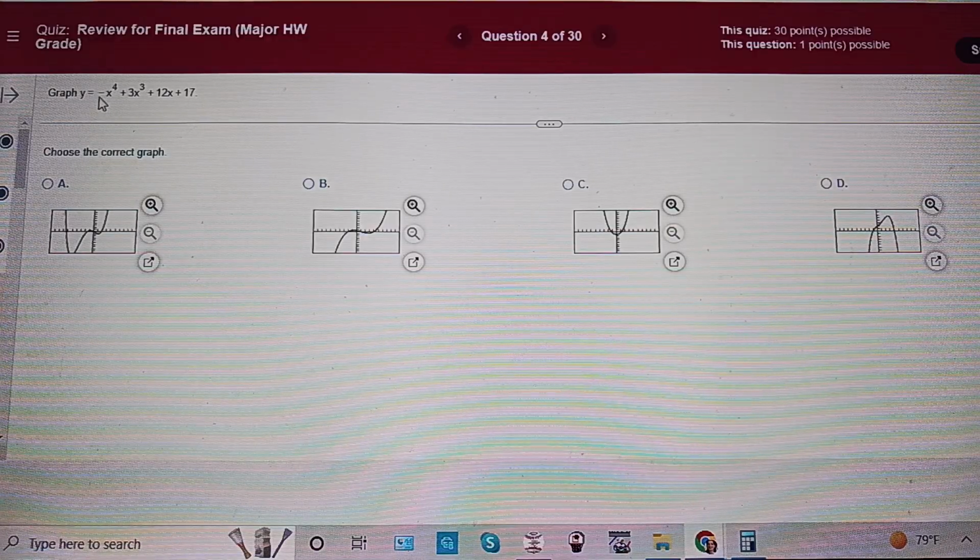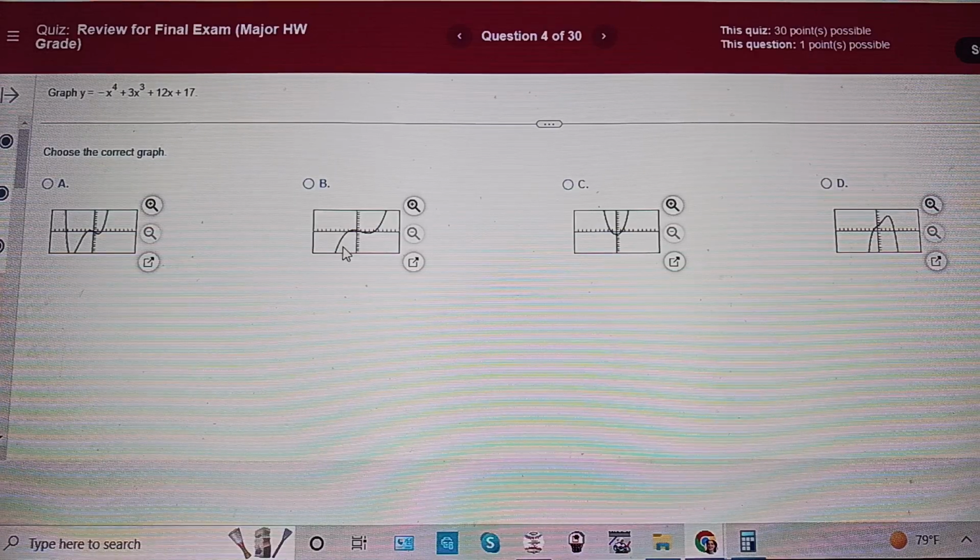So this is a negative even, because you have to make sure it's in order first. The x to the 4th is the highest exponent. This is in polynomial format, and it has a 4 for the highest exponent. That's an even degree, and it's got a negative leading coefficient. So this is a negative even. Positive evens are both up, so it's not that one.